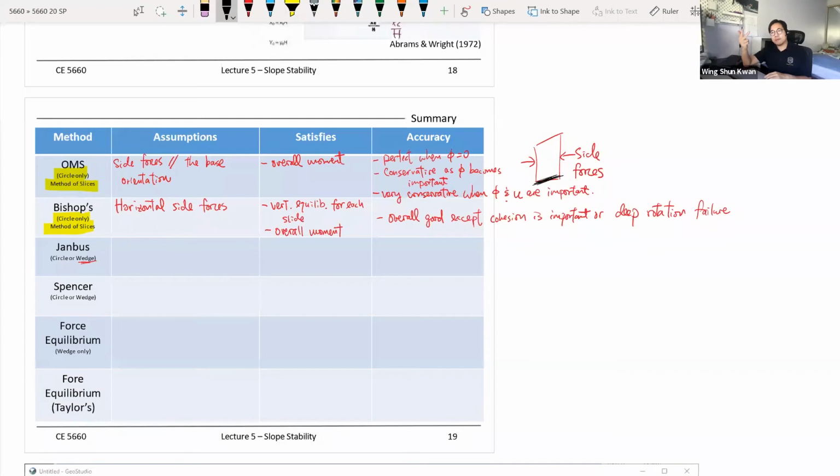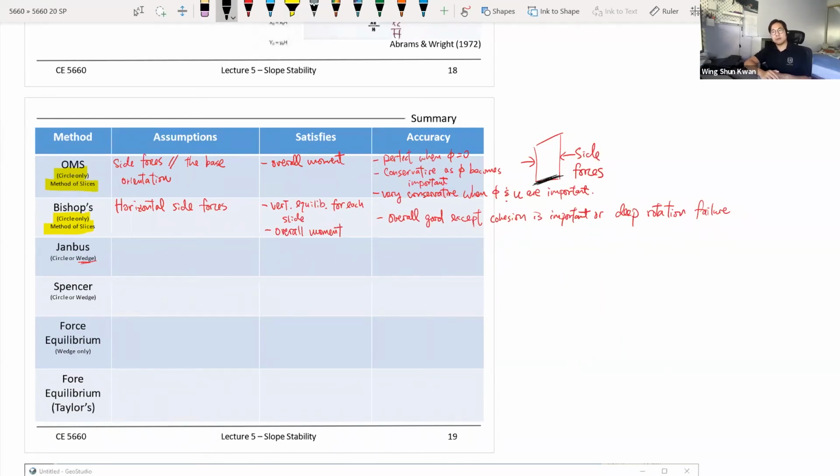The OMS method only satisfies the overall moments, versus the Bishop method, which tries to come up with a more accurate, more realistic type of analysis. The Bishop method satisfies 2 out of 3 conditions. It satisfies both vertical and also the overall, but it doesn't satisfy the horizontal. So the trade-off of the Bishop method is you need more computational work.